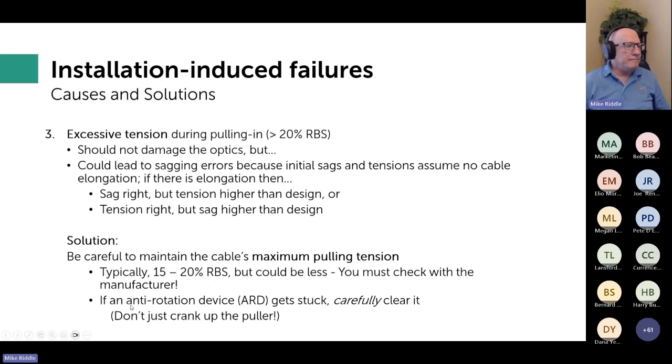So if the pull stops, the proper thing to do is to understand why. And if you've got an anti-rotation device, somebody should be following along on the ground and monitoring it. And if it seems to get hung up, you need to hold what you got, go figure out what's going on, help it clear, and then resume the pull. Don't just crank up the tension on the puller.